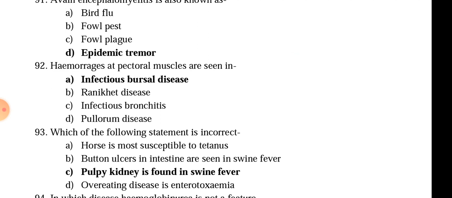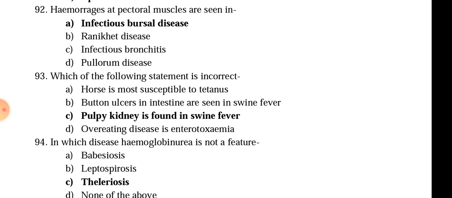Which of the following statements is incorrect? Pulpy kidney is found in swine fever. Pulpy kidney is found in enterotoxemia. All others are correct, as horses are more susceptible to tetanus. Button ulcers in the intestine are seen in swine fever, and overeating disease is enterotoxemia, as the healthier animal is more susceptible to infection. It is a disease of sheep and lambs.